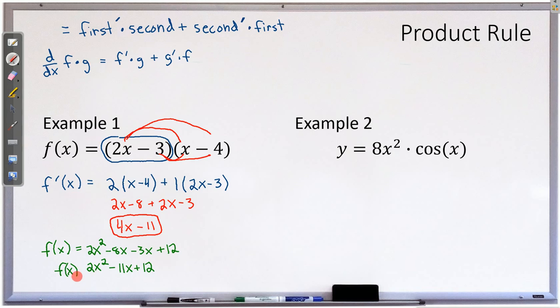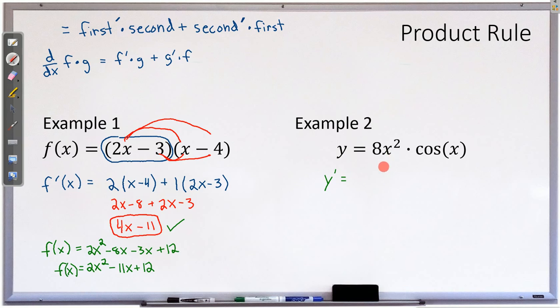Hopefully you can take that derivative in your head. 2 multiplies the 2 to give you 4x, and the derivative of negative 11x is negative 11. So it thankfully checks out. You won't always be able to do that. There are not always two ways to take a derivative. Like example number 2, we only have one option to take this derivative, and that is the product rule.